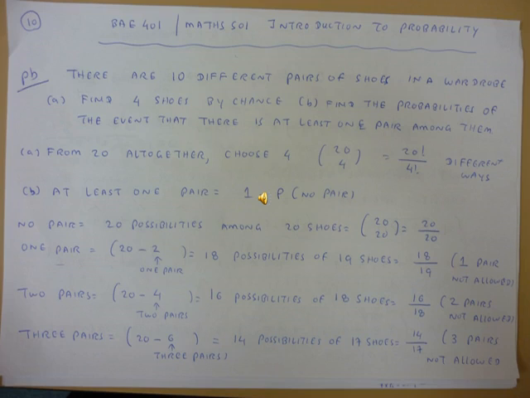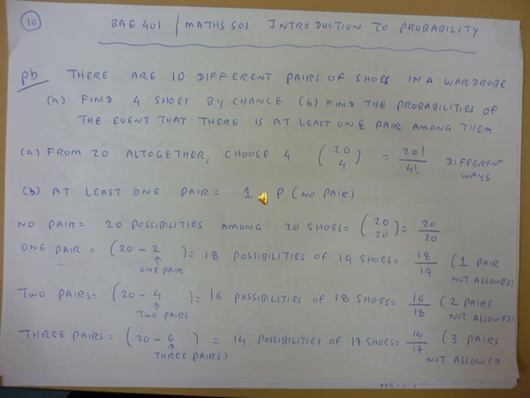So the one pair is that you take out the one pair. So if one pair will be the two numbers of the shoe, so there will be 20 minus 2, there will be 18 possibilities. So among these 18 possibilities of the 19 shoe, there will be 18 by 19, so this will be the one pair not allowed. For the two pairs, it is the four numbers of the shoes, so 20 minus 4 equals 16 possibilities. So 16 possibilities of the 18 shoe equal to 16 by 18, so the two pairs are not allowed.